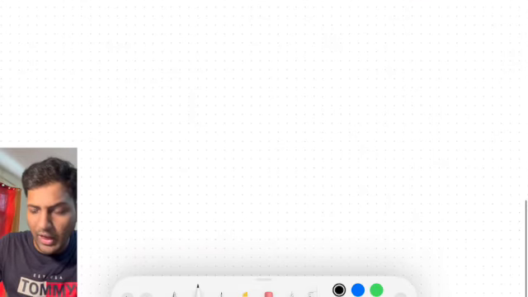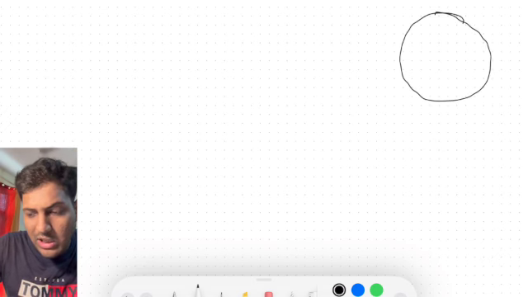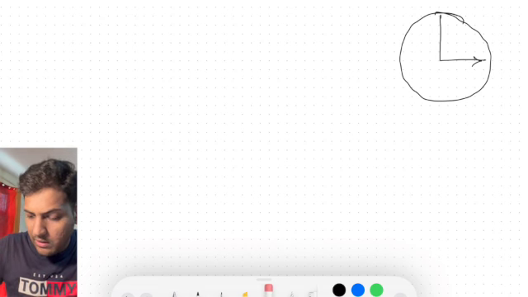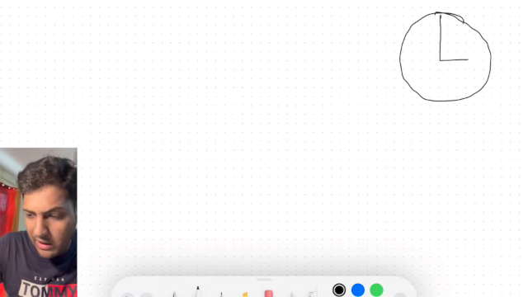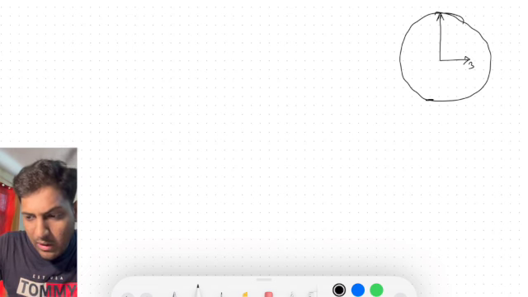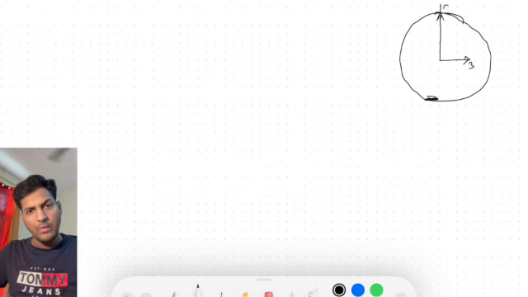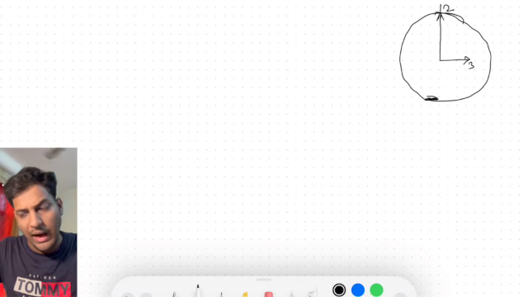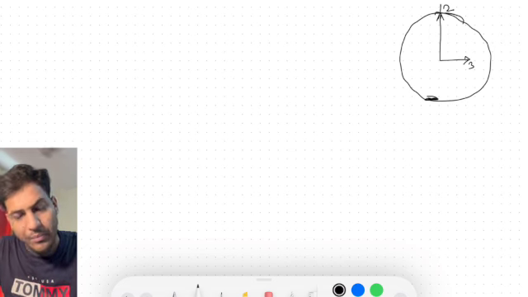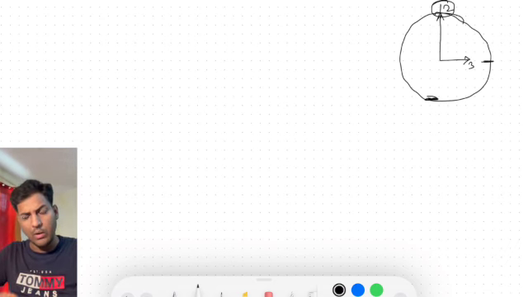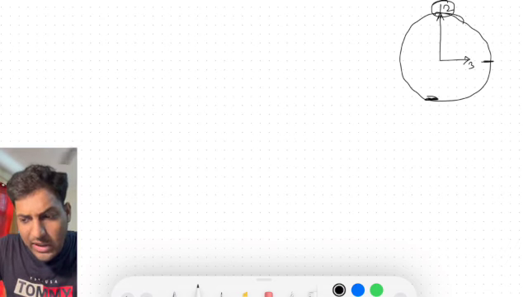Suppose we have got a question about 3 p.m. At 3 p.m., hour hand is here and minute hand is here. The minute hand is sharply at 12 and hour hand is sharply at 3. Now understand, what is the angle between these two?